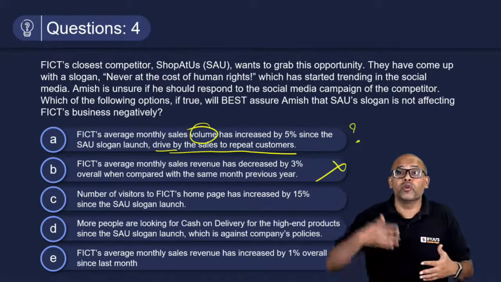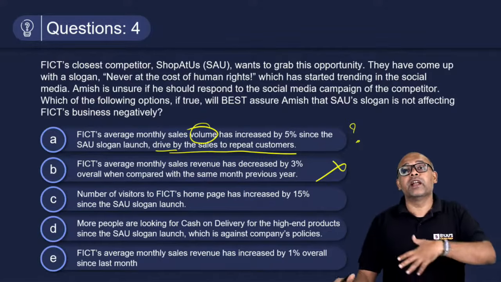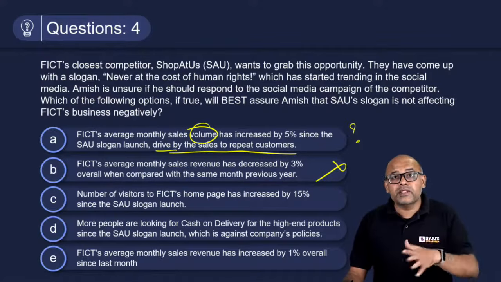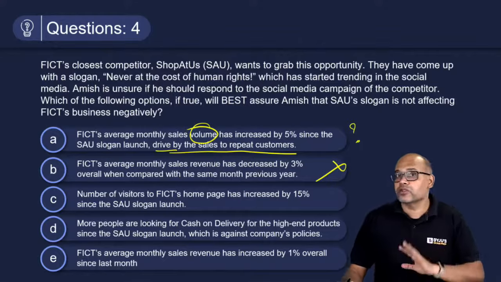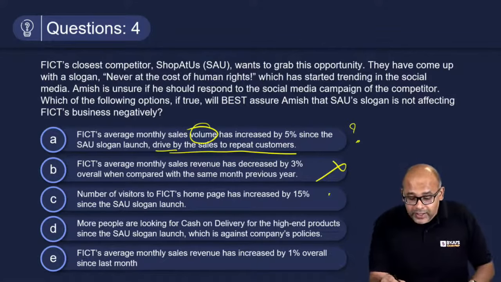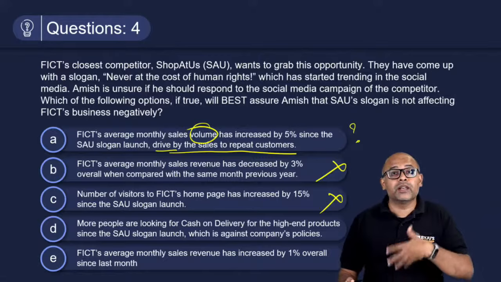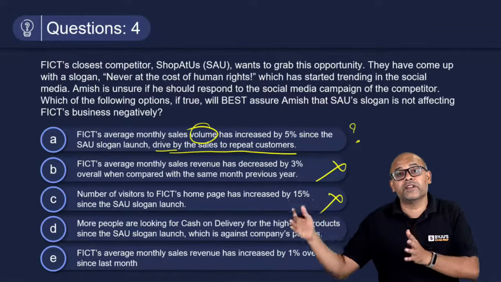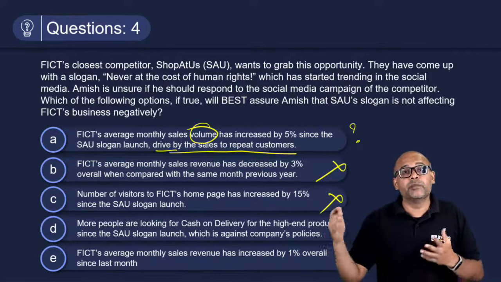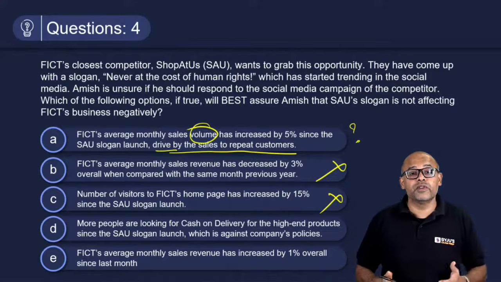Similarly, just because I'm going to a website does not really mean that I want to buy its product. It just means that I want to see who that person is, what are they doing, that's all. So this will not convey, or I cannot determine, that the effect of the competition is negligible. I can't conclusively say that.